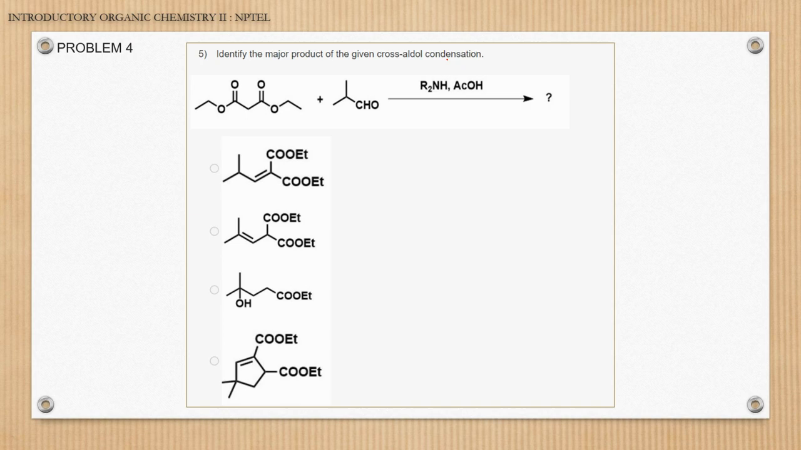So in problem number 4, they are asking you to identify the major product of the given cross aldol condensation. So they have told you that this is a cross aldol condensation. What do you mean by cross aldol condensation? See, aldol condensation could be of various types. Cross aldol means you have two different reacting species. If you have the same reacting species, just think about acetone reacting with acetone.